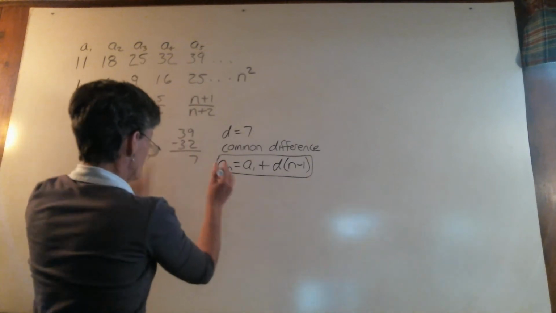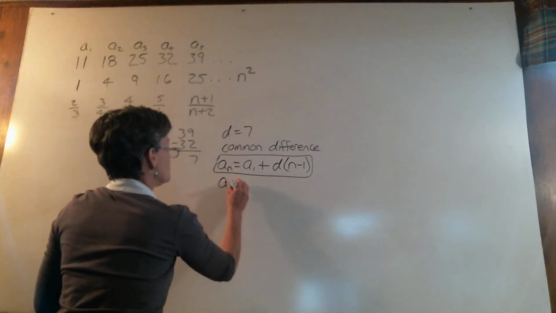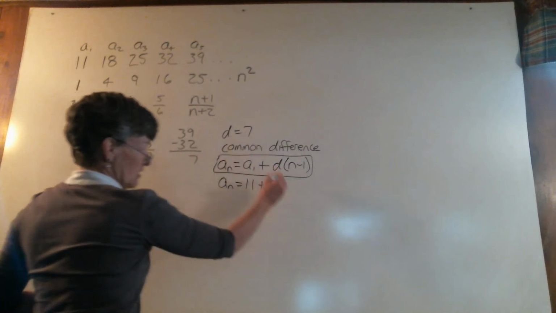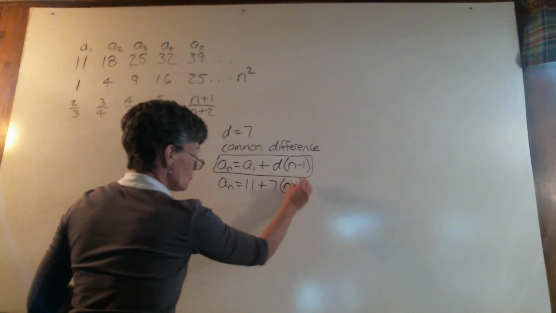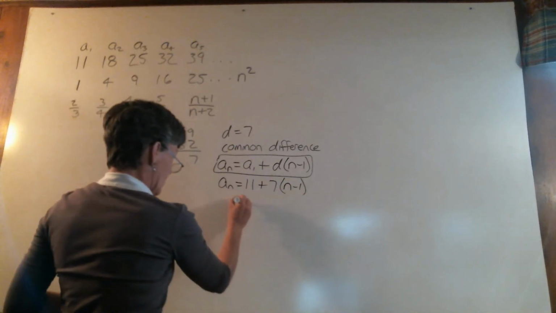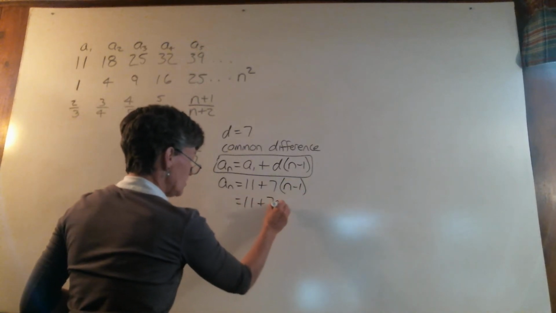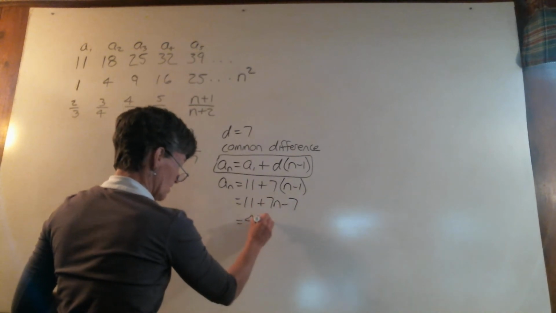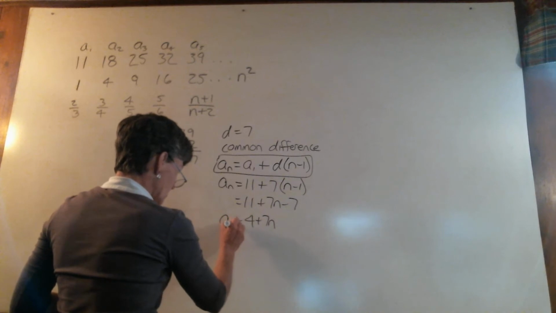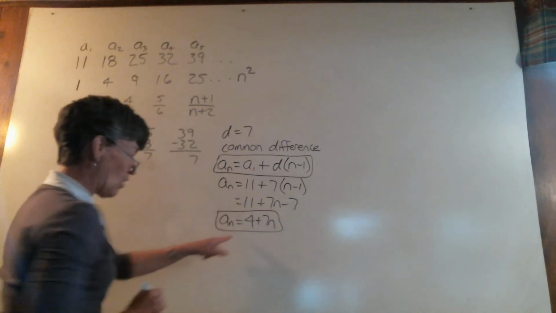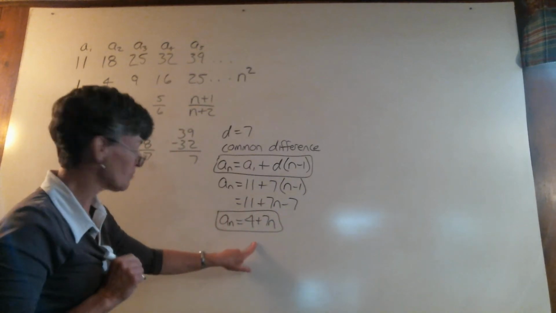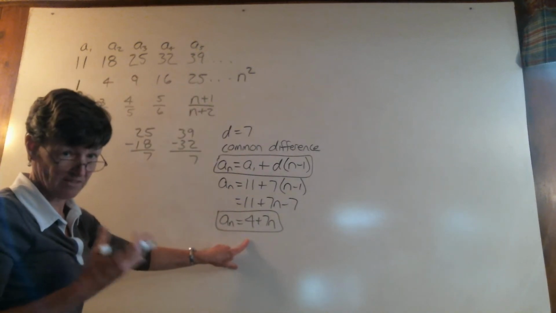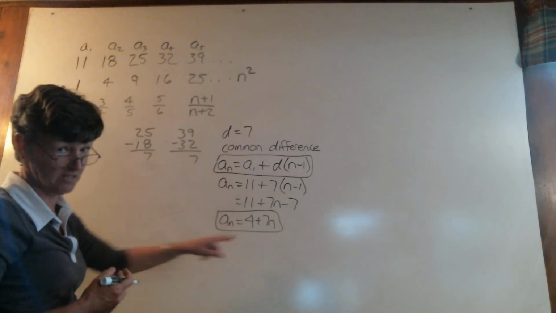So for this one, if I were writing the nth term, I would say it's the first term plus 7 times n minus 1. When I simplify that, I get 11 plus 7n minus 7, and that's going to be 4 plus 7n. If you'll notice, it's a linear pattern. y equals mx plus b. It's linear. Arithmetic sequences always have a linear pattern. That's how you know that you have an arithmetic sequence.